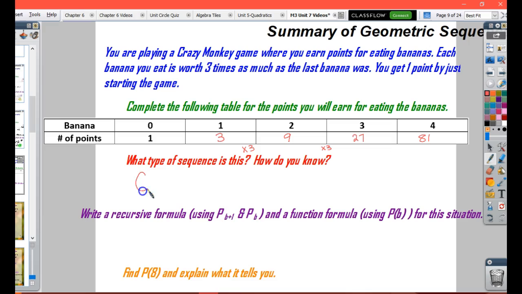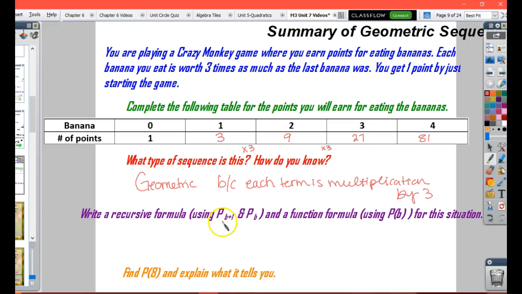What type of sequence is this? Well, being that we're reviewing geometric sequences, it's geometric, but why is that? Because we are multiplying by 3. It's a multiplication. Each term is a multiplication of the last term by 3. We need a recursive formula.